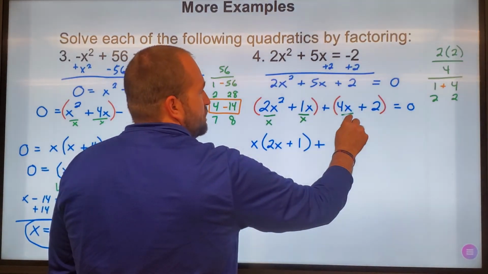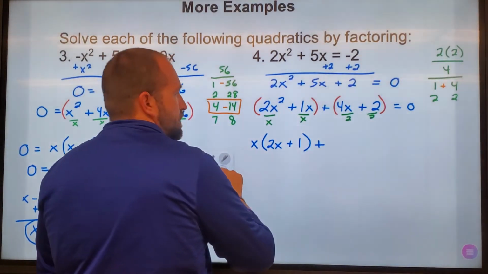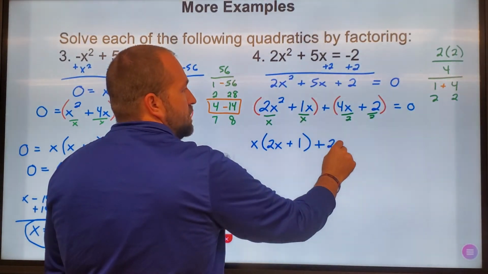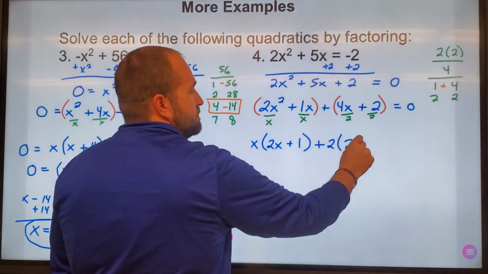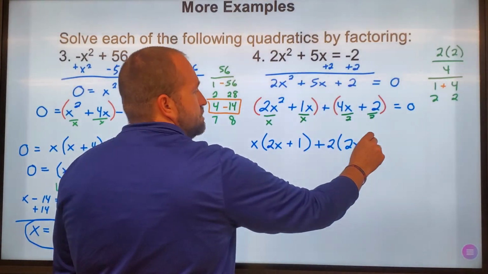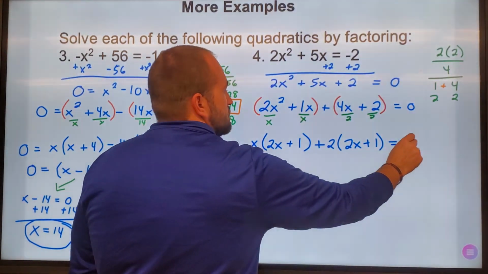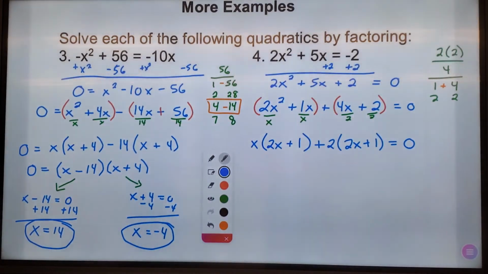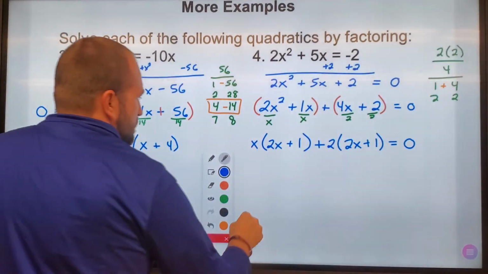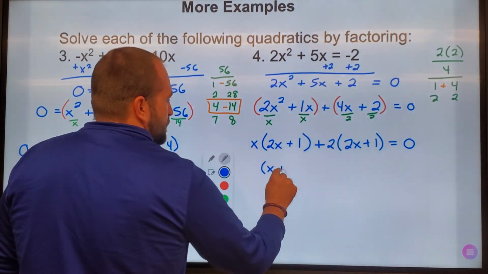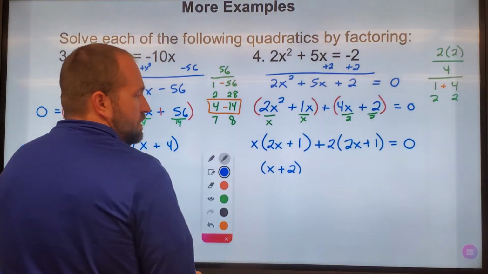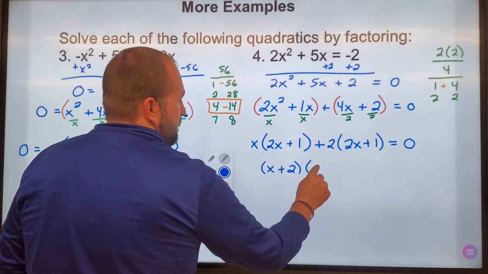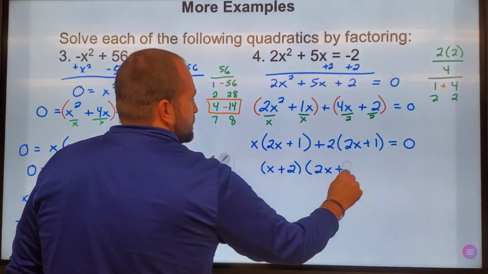4x and 2, I can divide both of those by 2, which means the 2 comes out. 4x divided by 2 is 2x. 2 divided by 2 is 1. Okay. Again, what's on the outside of the parentheses would just slide together. So I have parentheses x plus 2. And then in the other set of parentheses, we have the 2x plus 1.